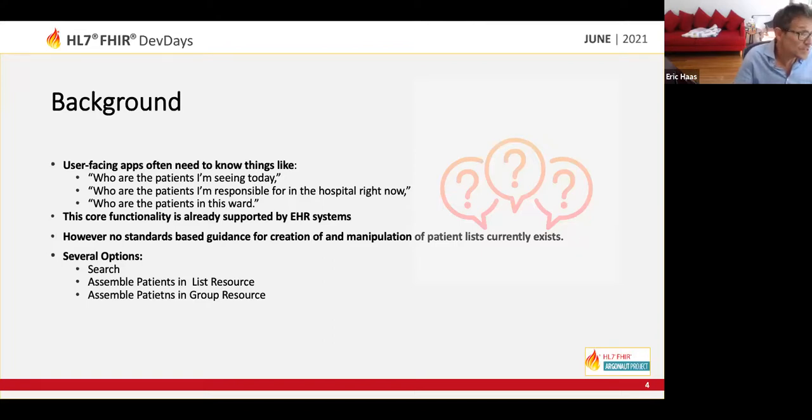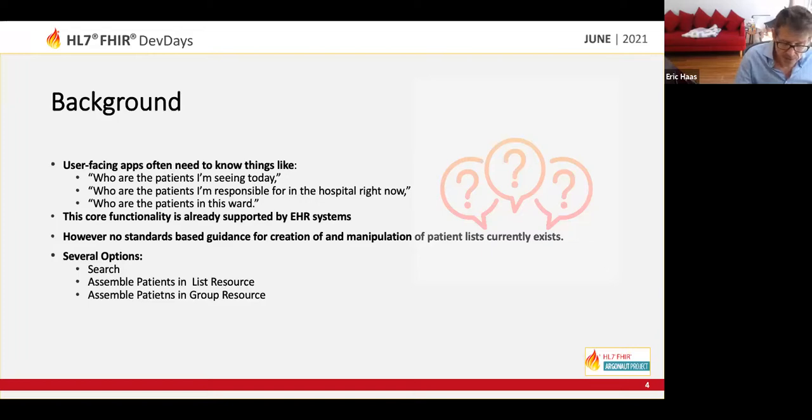And we also know that there's no standard-based guidance for the creation and manipulation of these patient lists that currently exist in the EHRs. So hence the goal that we stated. Okay, so when we started, there were several options we looked at. You could do a basic FHIR RESTful search to get the information. You could assemble patients in a list resource, and you could assemble patients in a group resource as well.